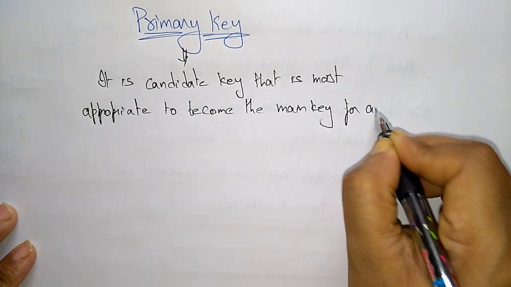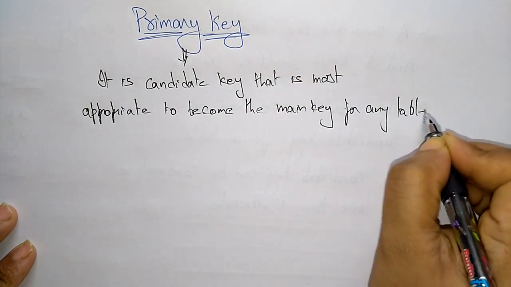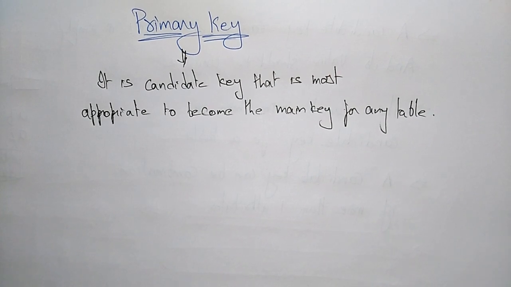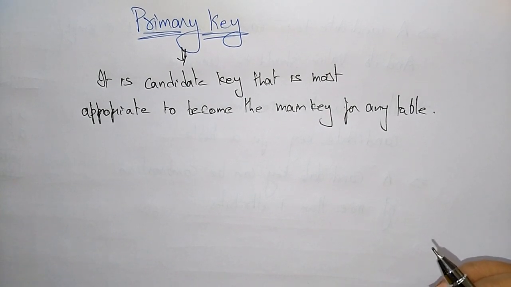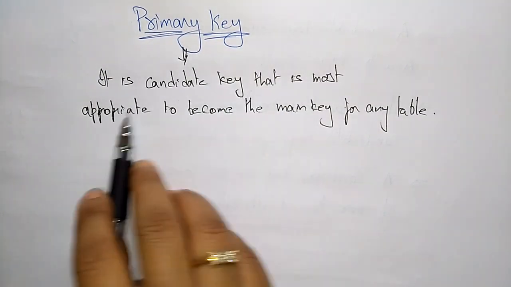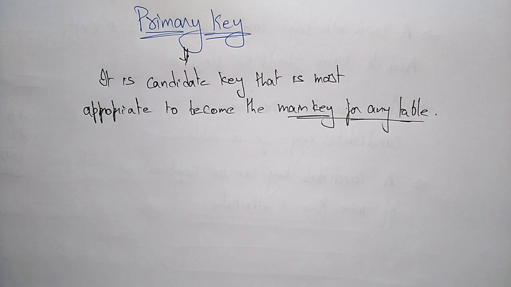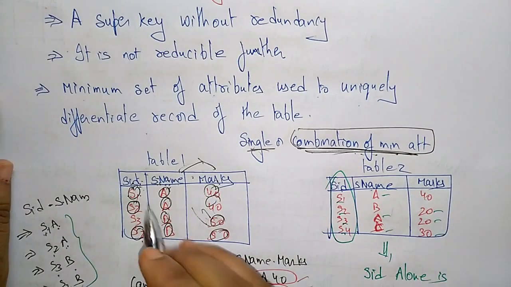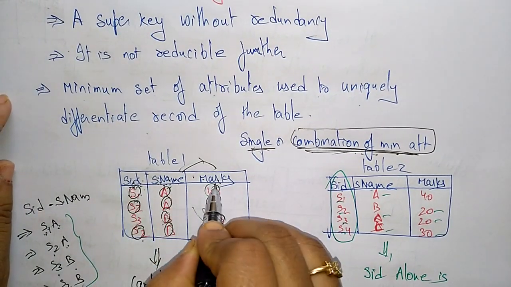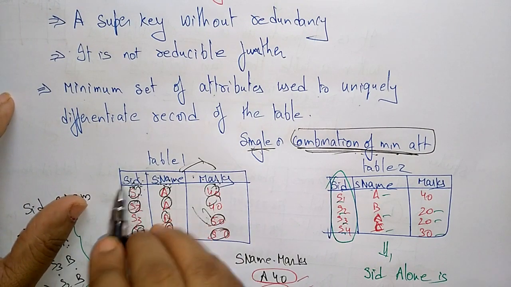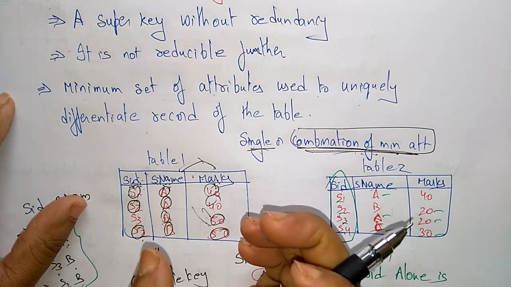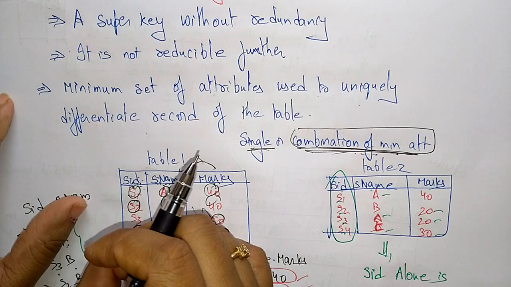for any table. So in the previous video, when I was explaining the candidate key, I said a candidate key may be a single attribute or a combination of attributes. Whereas a primary key, here I am saying, is a candidate key that is most appropriate to become a main key for a table. In the previous video, I had taken the student ID, student name and the marks. So here the main key can be called a primary key.